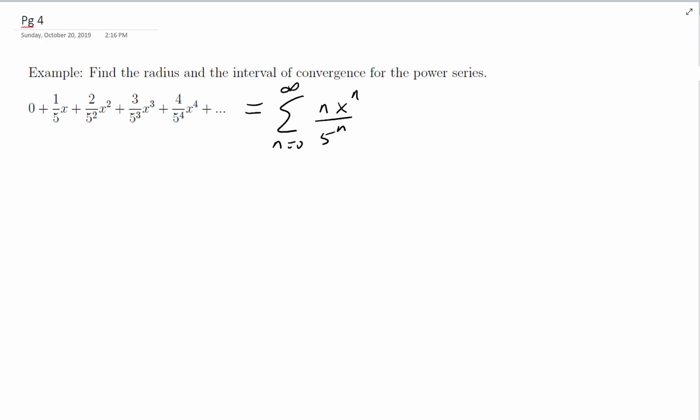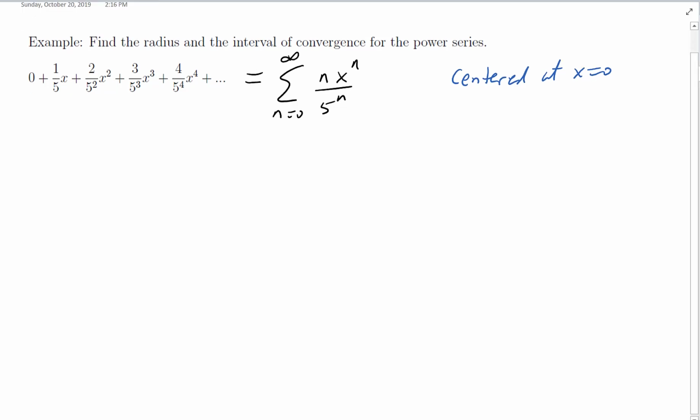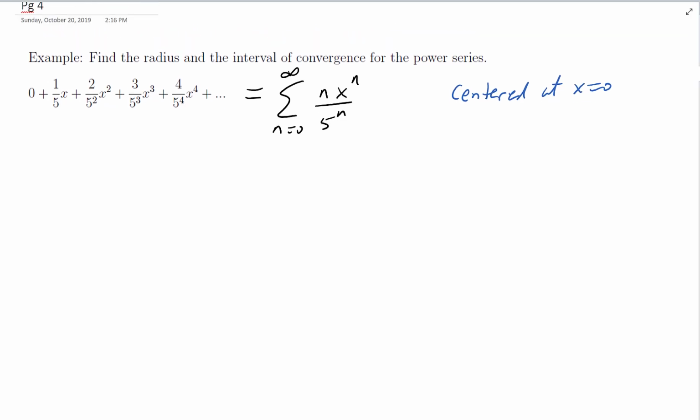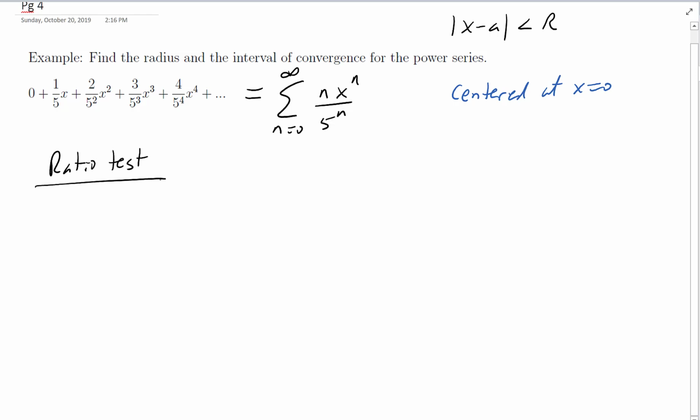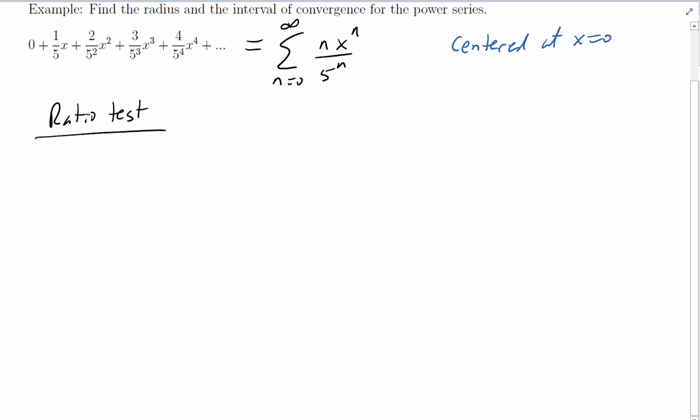Just looking at this power series, I now notice that it is centered at x equals 0. So I know it's going to converge at 0. All power series converge where they're centered. So the question is how can I get my hands on something of the form the absolute value of x minus a less than r? Well, that is the ratio test. So I take this power series and I perform the ratio test.